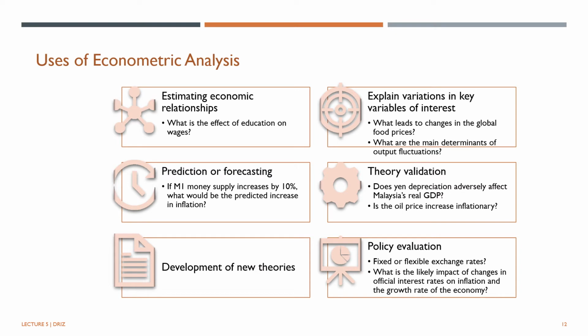The main uses of econometric analysis or econometric modeling are to estimate economic relationships, to explain variations in key variables of interest, to make predictions or forecasts, for theory validation or testing economic theories, for the development of new theories, and for policy evaluation.